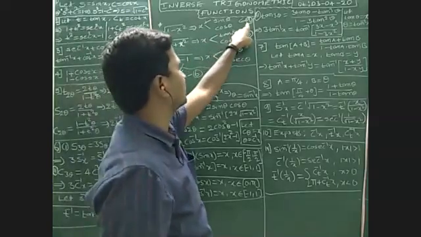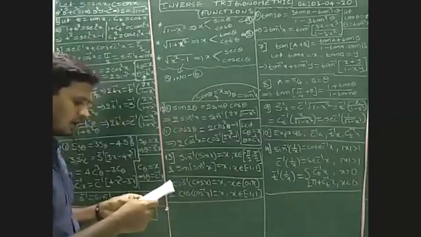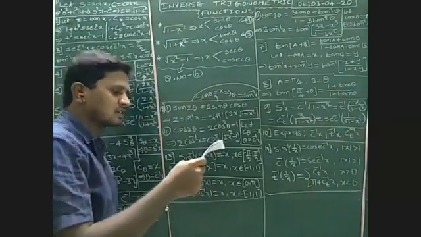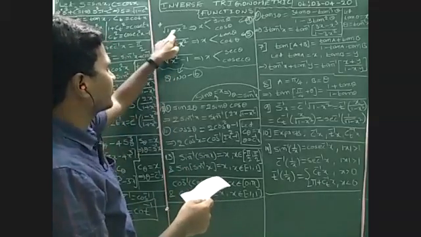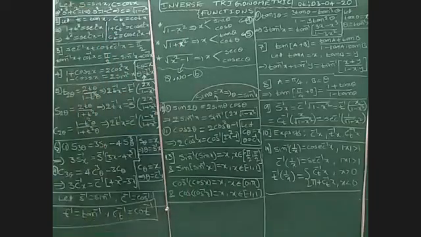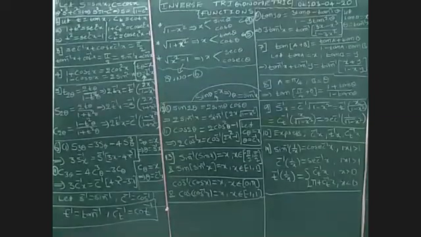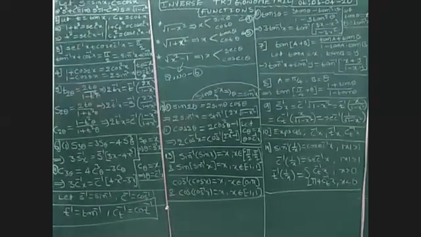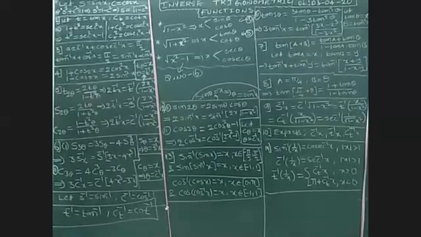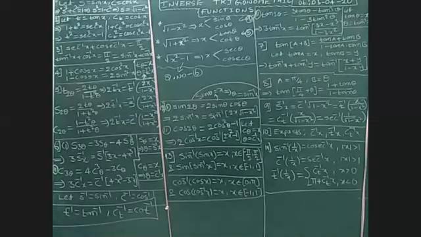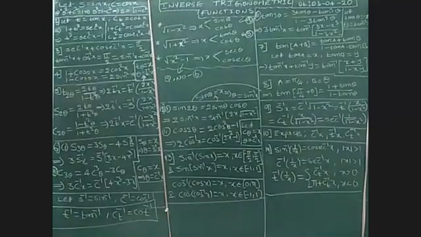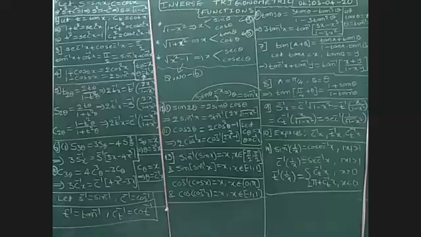Question number 9. If you observe question number 9, we have tan inverse of x by root over a. In place of x, what should we substitute? Sin theta or cos theta. Right. Look at here.